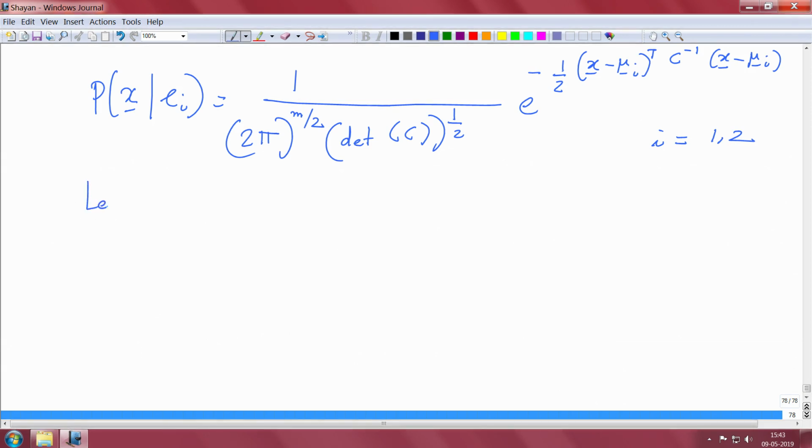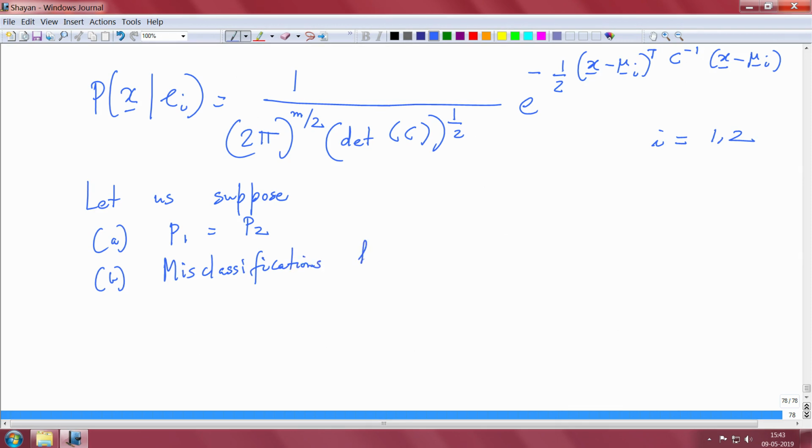So, let us make the following assumptions. Let us suppose P1 equals P2, it eases our task, but in general it need not be, and we will assume that misclassifications have the same cost. Which means C21 is C12 and C11 equals C22.